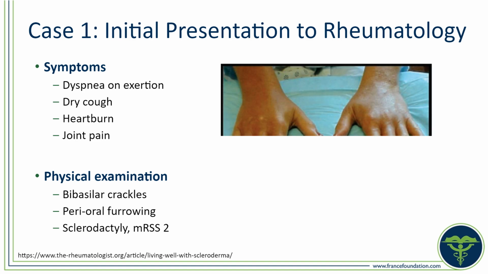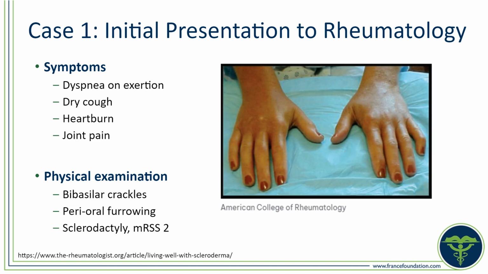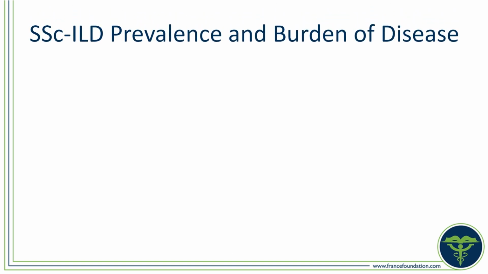And here's a picture of a patient who has sclerodactyly. So you can see there's also a shininess of the skin, which can happen in scleroderma as well. In terms of the prevalence of ILD, it is highly prevalent in patients with systemic sclerosis.